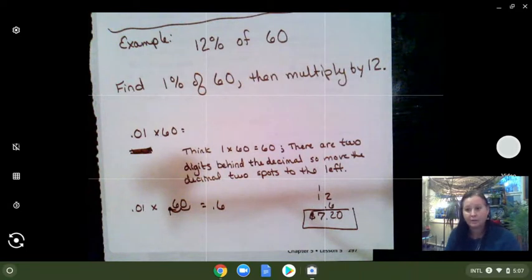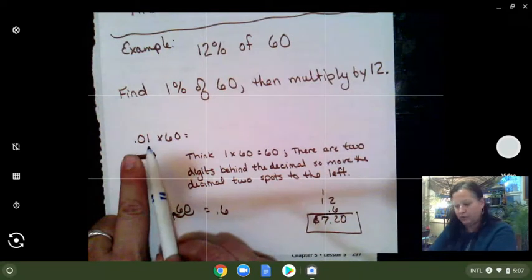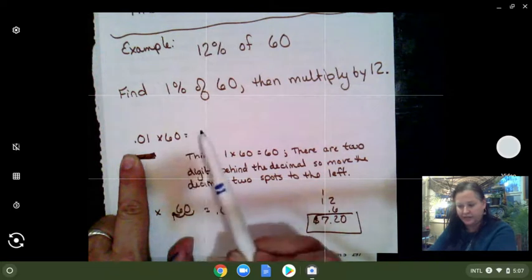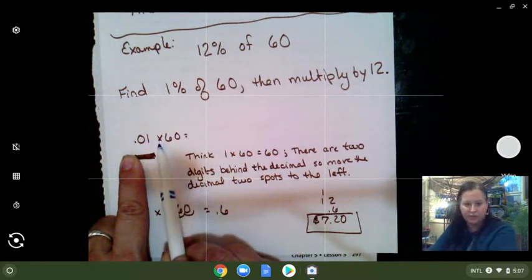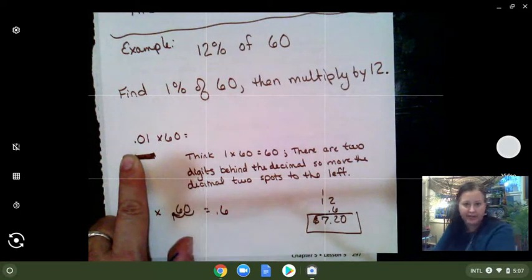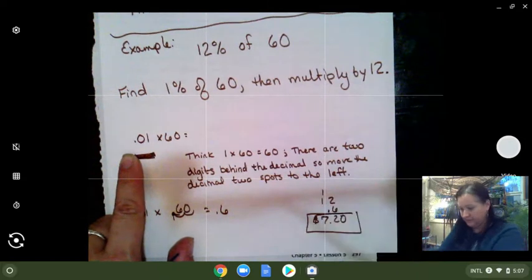if you find 1% of 60, we could multiply it by 12 and find out what that amount would be. So 1% as a decimal is 0.01. So that would be like 60. 60 times 1 is just going to be 60, but you have 2 numbers behind the decimal. So that tells you move this 2 spots. So 0.6 would be 1% of 60. That's where I get this 0.6 right here.